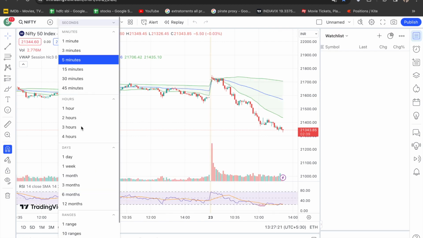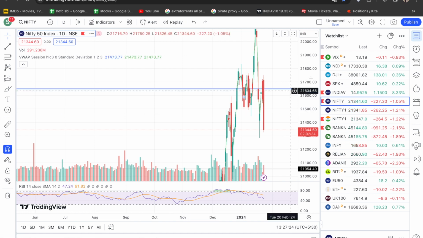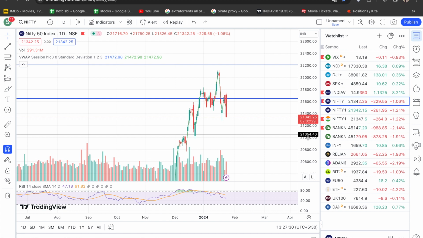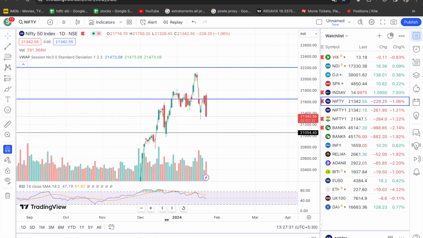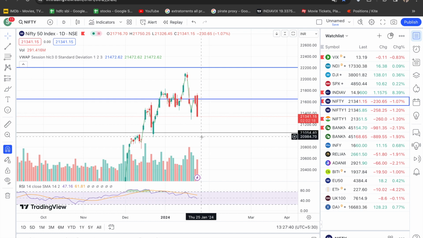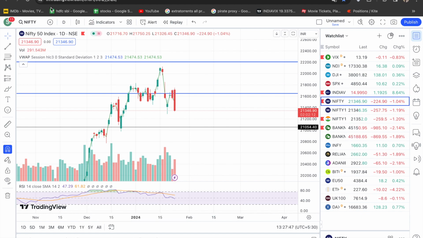Now that was a 5-minute chart. Let's look at the 1-day chart, and from the 1-day chart, let's see how this candle has turned out. Here you can see how this candle has turned out so bad, and if in the next 2 days the market sustains here, we will incur the max loss and close it. And if the market reverses and goes beyond these 2 points, then we will get some action and we will incur some profits. So wait and watch.